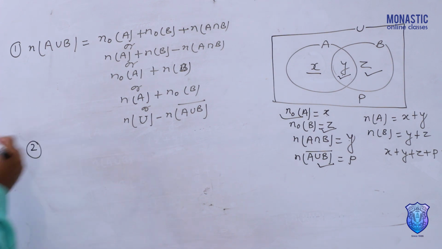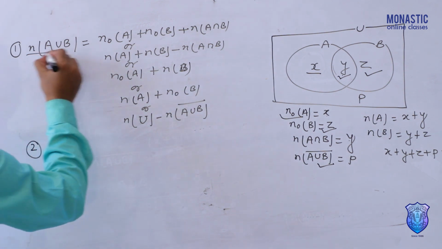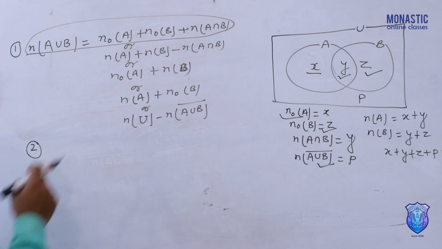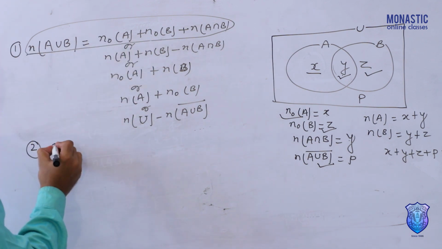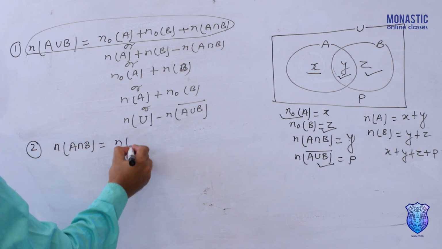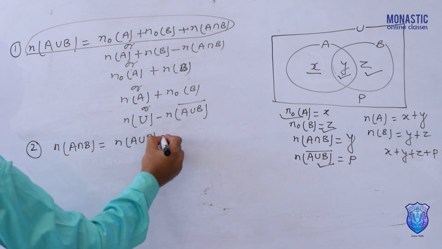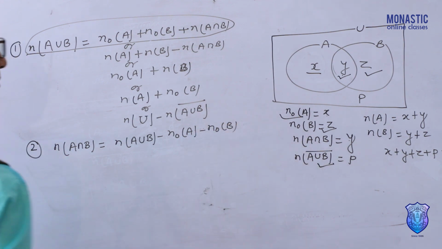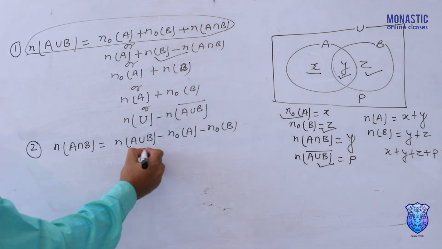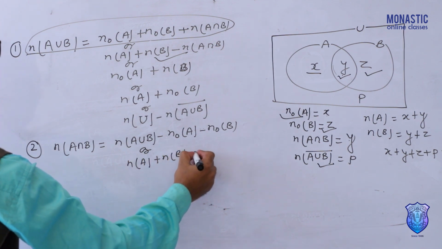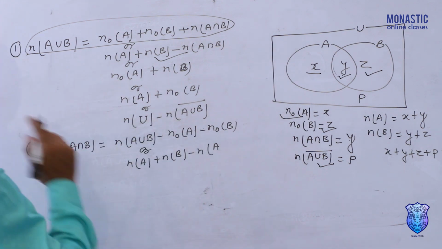Now, for the intersection formula, if we solve this formula, we have to change the side. So we can write number of A intersection B is number of A union B minus number of only A minus number of only B. Same way, if we solve this formula, we get number of A intersection B is number of A plus number of B minus number of A union B.